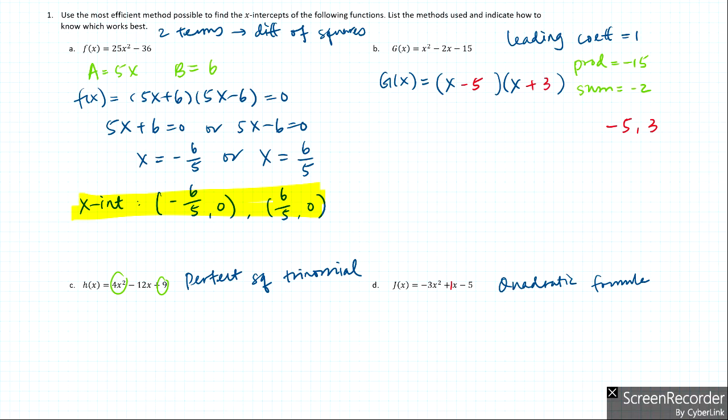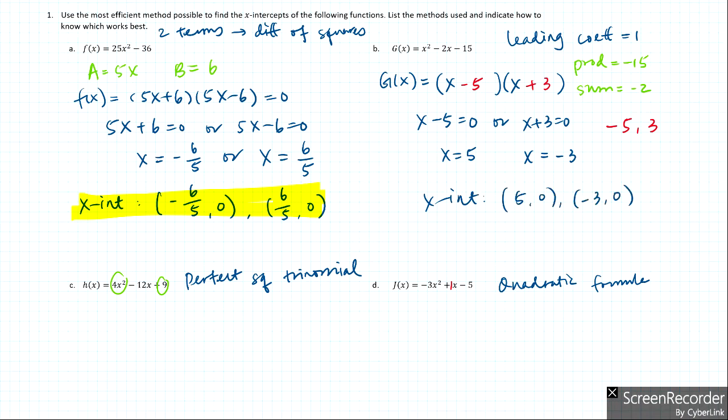And therefore, to find the x-intercepts, we set each factor to be 0, and you will find it's exactly the opposite of the 2 numbers we got. So we found negative 5, so one of the x-coordinates is x equals positive 5. The other one would be x equals negative 3. So the x-intercepts give us (5, 0) and (negative 3, 0) as a result.